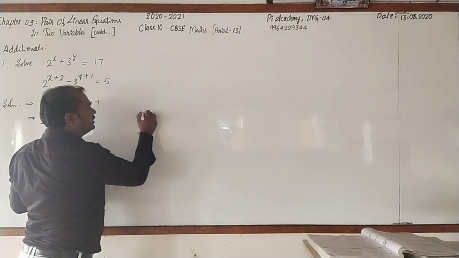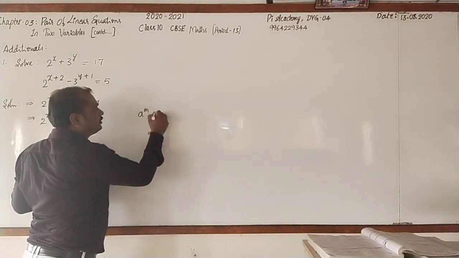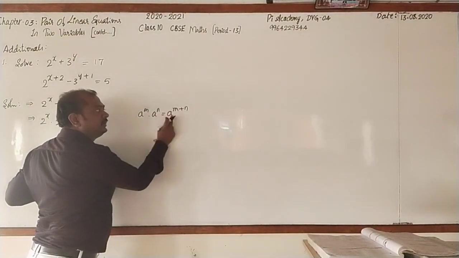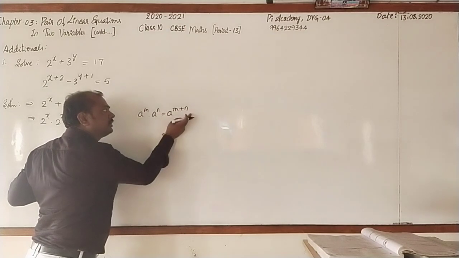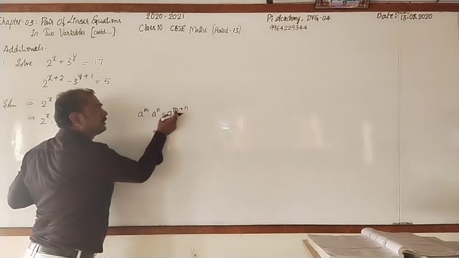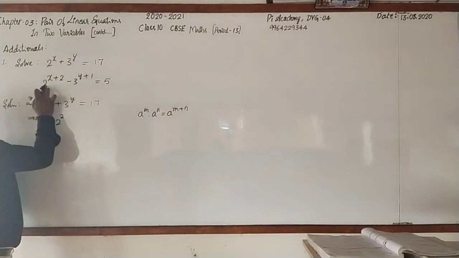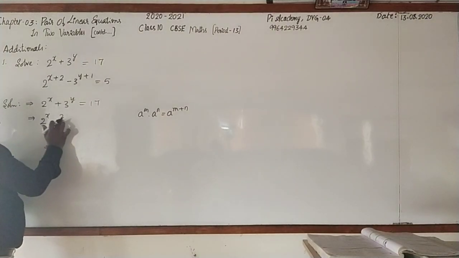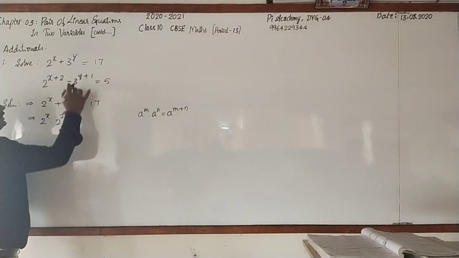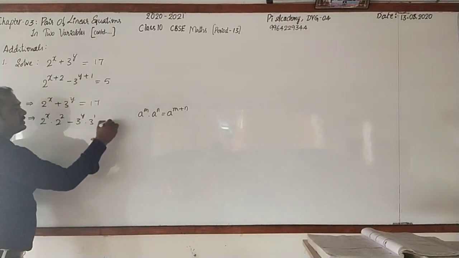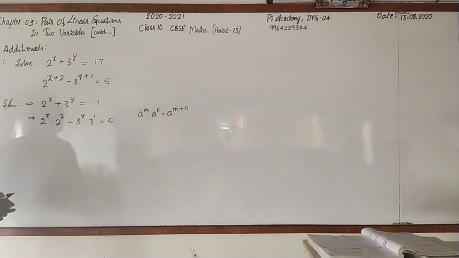We all know that a raised to the power m into a raised to the power n is a raised to the power m plus n. A raised to the power m plus n can also be written as a raised to the power m into a raised to the power n. In the same way, see that 2 raised to the power x into 2 raised to the power 2 minus 3 raised to the power y into 3 raised to the power 1 is equal to 5. Hope that you have understood.